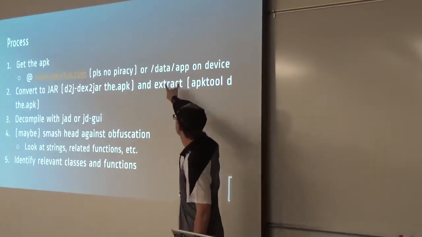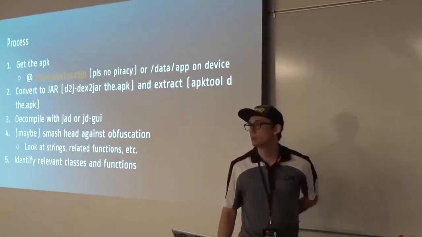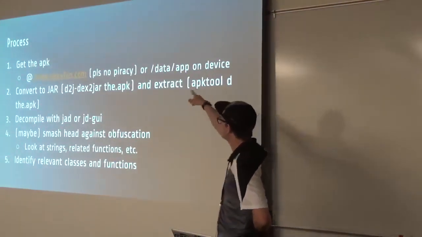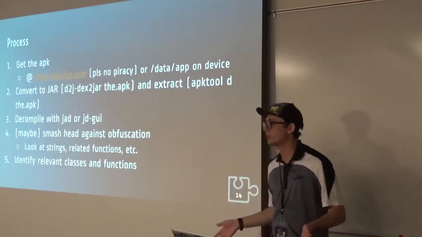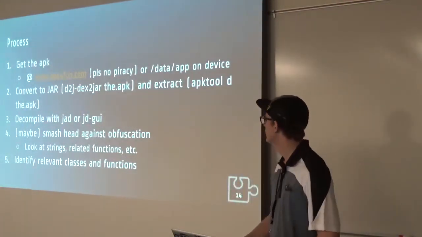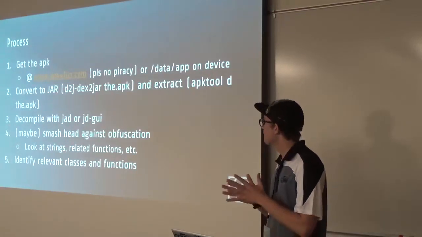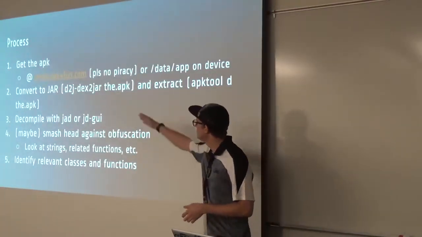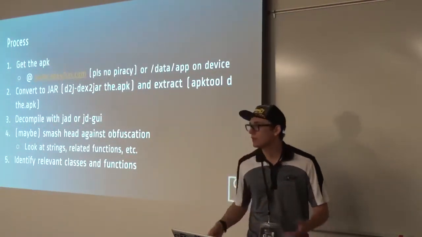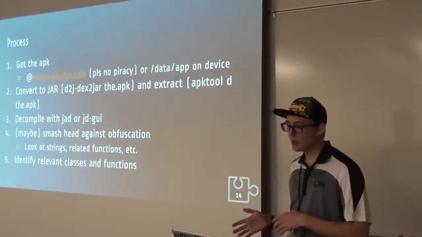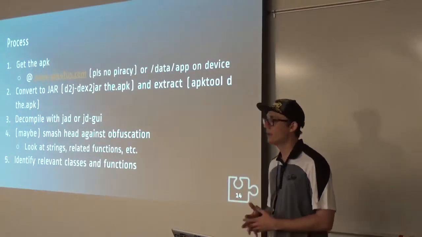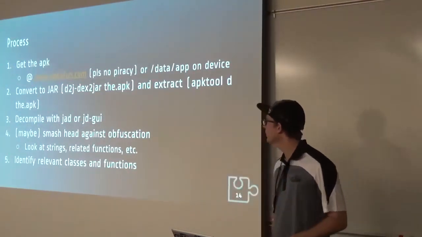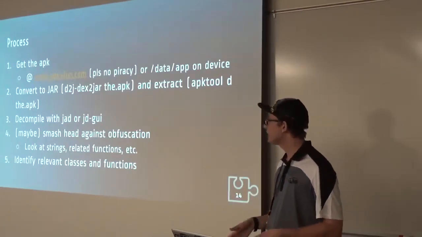Or you can get it in this directory on your phone. If you use an ADB shell and you get shell access to your phone, you need root to get to this area, but you need root to do all this Xposed stuff anyway, so you should have that already. Convert it to a jar with our dex2jar program. So that's literally dex2jar and the APK that you extracted. Decompile with either JAD or JD-GUI, whatever you prefer. JAD is a command line tool only, and JD-GUI actually has a GUI. Then maybe smash your head against the obfuscation.